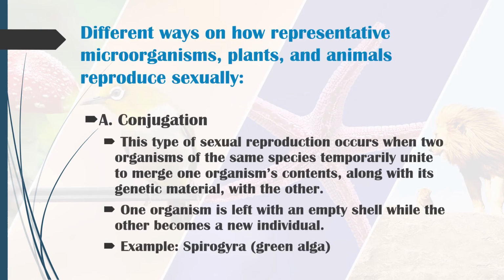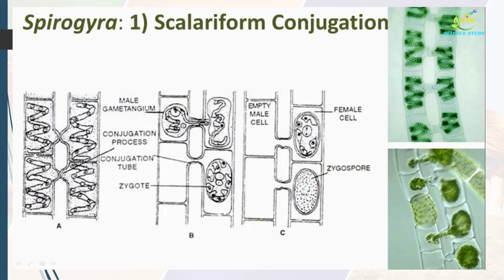We have different ways on how representative microorganisms, plants, and animals reproduce sexually. The first one is conjugation. Conjugation occurs when two organisms of the same species temporarily unite to merge one organism's contents along with its genetic material with the other. One organism is left with an empty shell while the other becomes a new individual. One example for this is the Spirogyra or the green algae. This is an example of the conjugation process from the green algae.